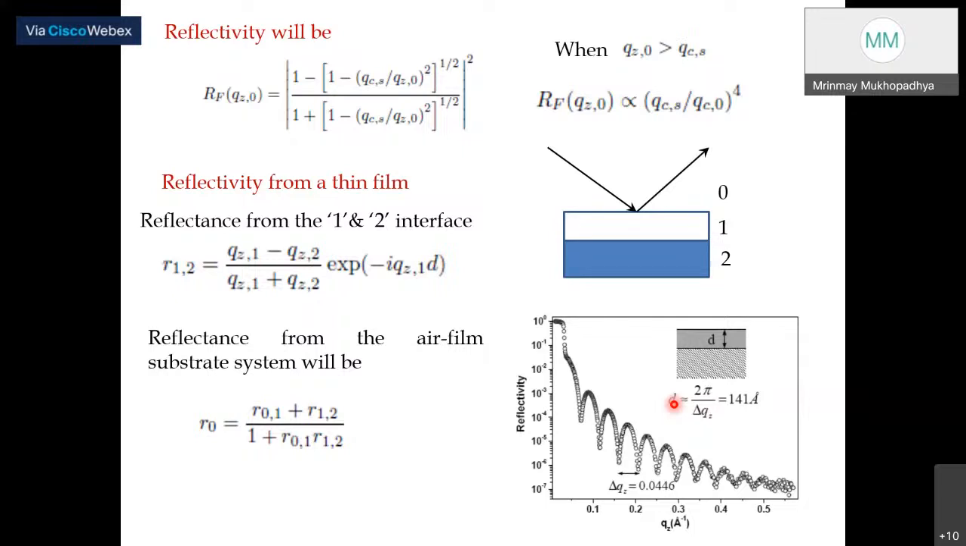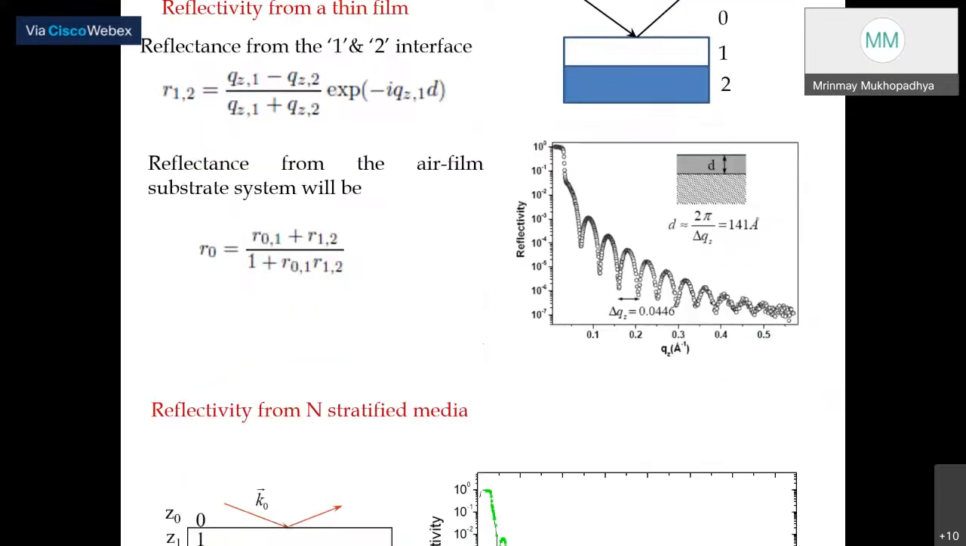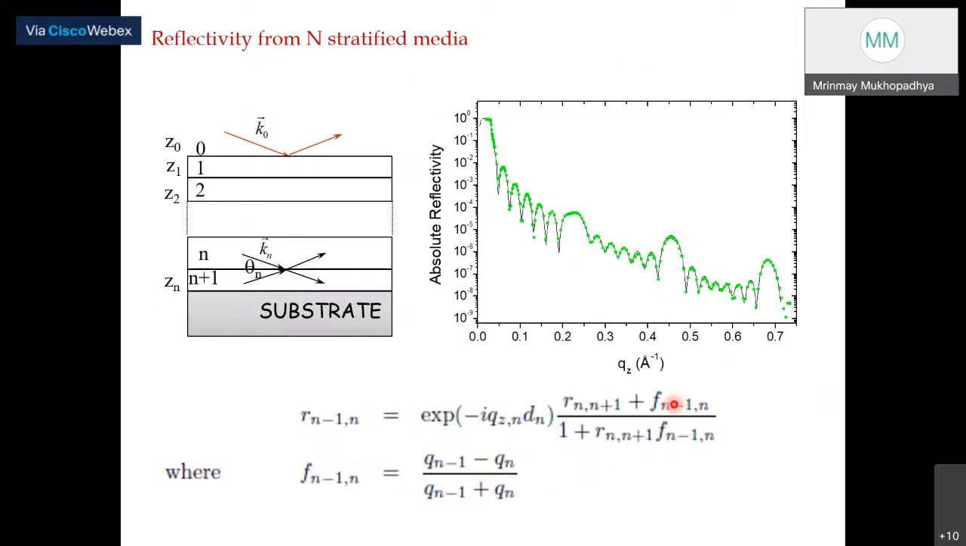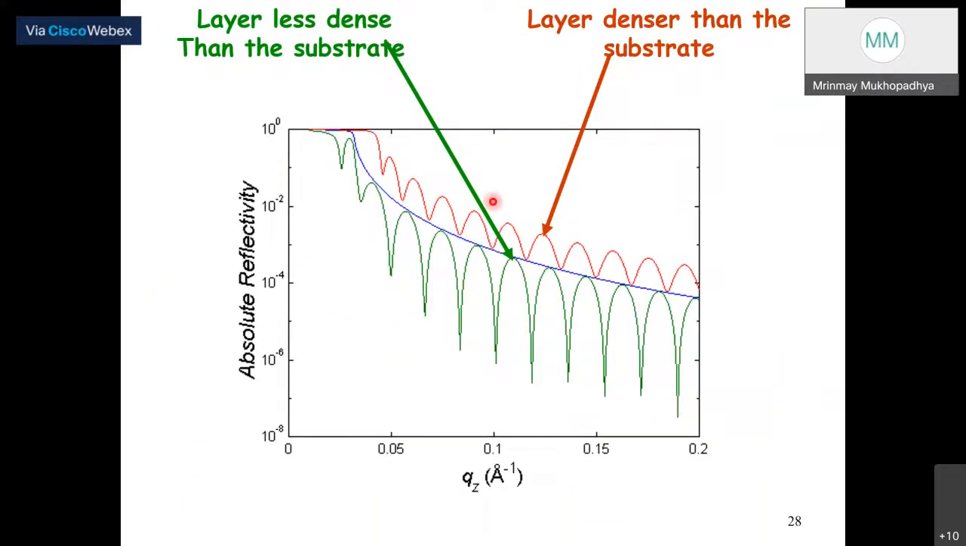If you have sufficient resolution of your instrument, you can do that. So this kind of measurement can be done using X-ray reflectivity. And then here I try to point out one point: if you have a single surface, that is the substrate, then you will have a reflectivity profile like this, which is a blue curve.